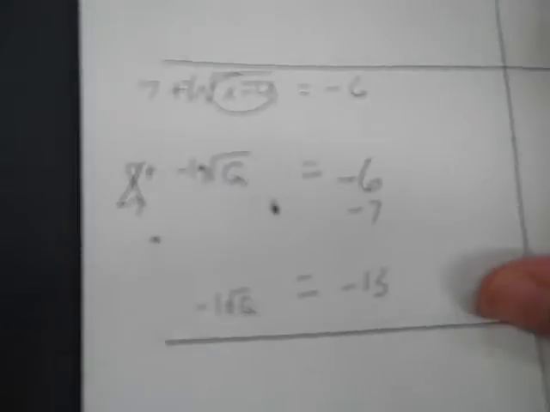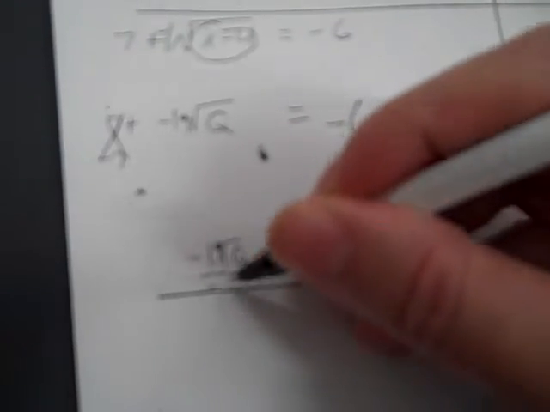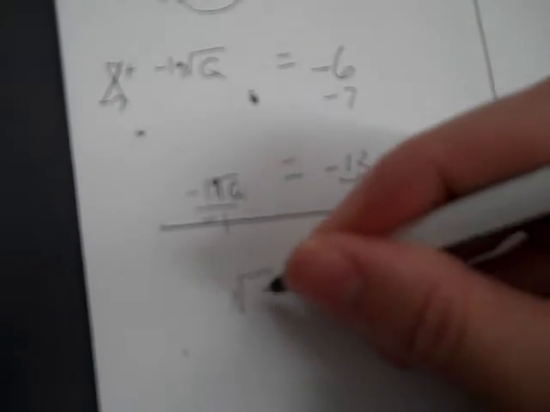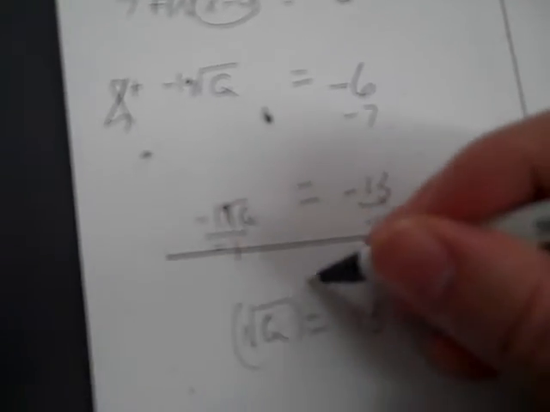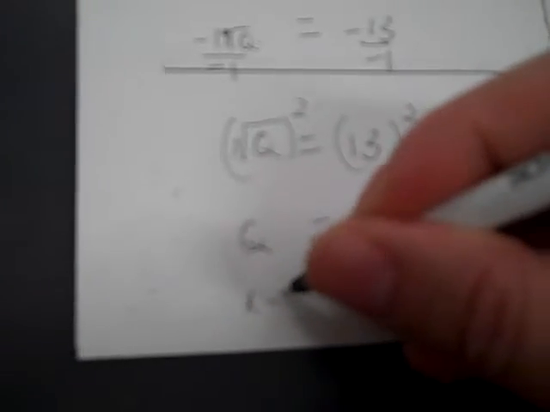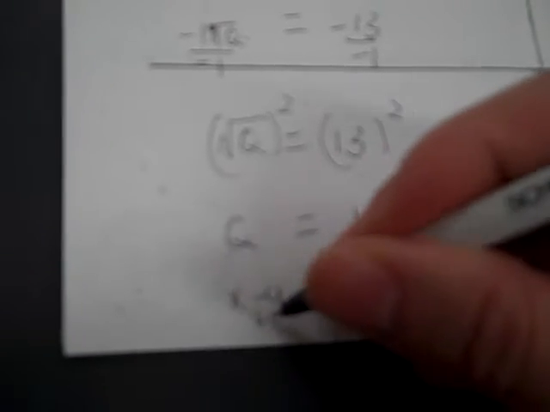So negative 1 is a multiplying coefficient, so to deal with that, you're going to divide by negative 1. And the square root of q equals positive 13. Now I take both sides to the second power, and then I get q. And then 13 to the second power is 169. Now, bring back your x minus 4. Now you solve. So plus 4, plus 4. So 169 plus 4 is 173.